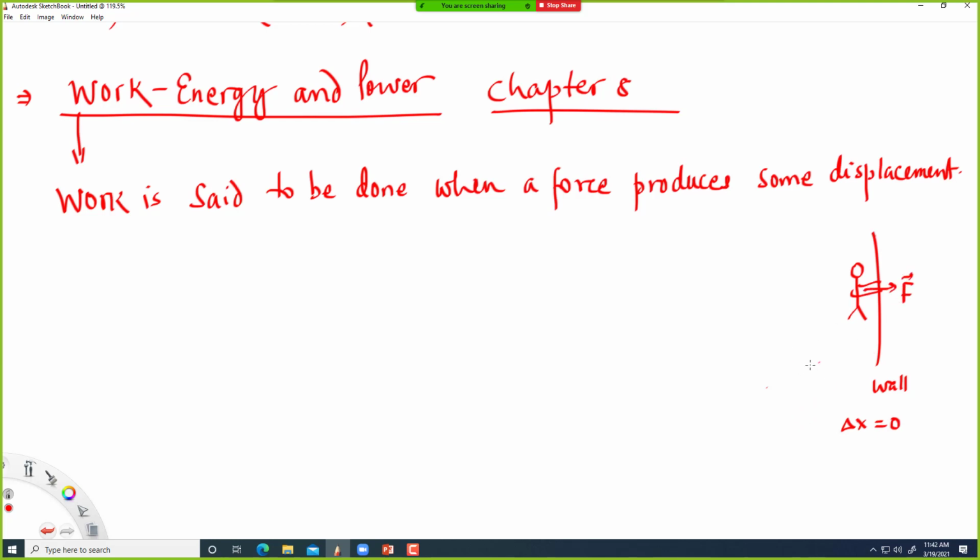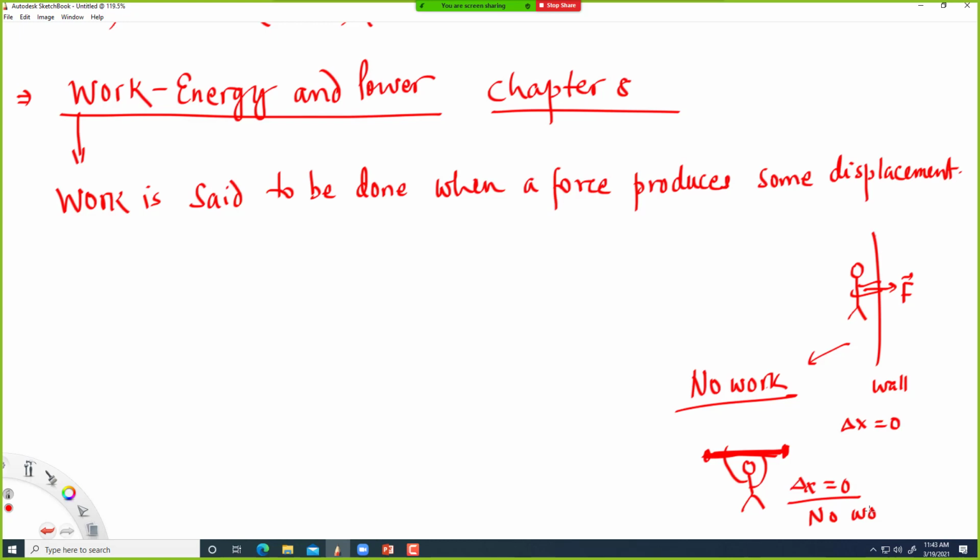So there is no displacement, that means there is no work, although you are pushing the wall very, very hard. Let's say you are standing holding a very heavy object, a big weight, for the whole day. If you just hold it for the whole day, since you are not displacing it, there is no displacement, that means there is no work.